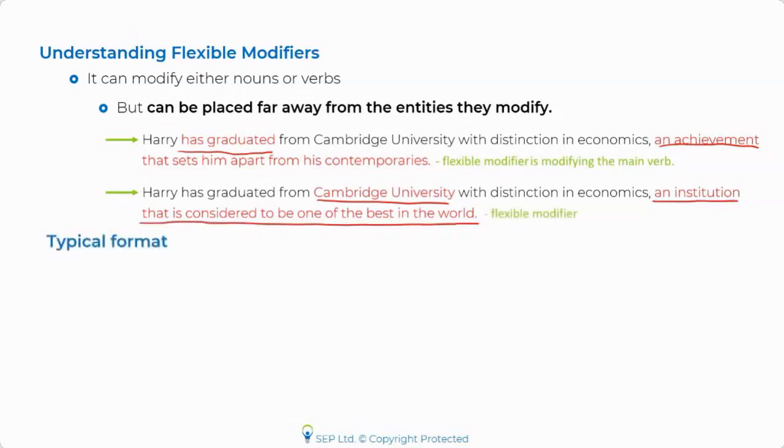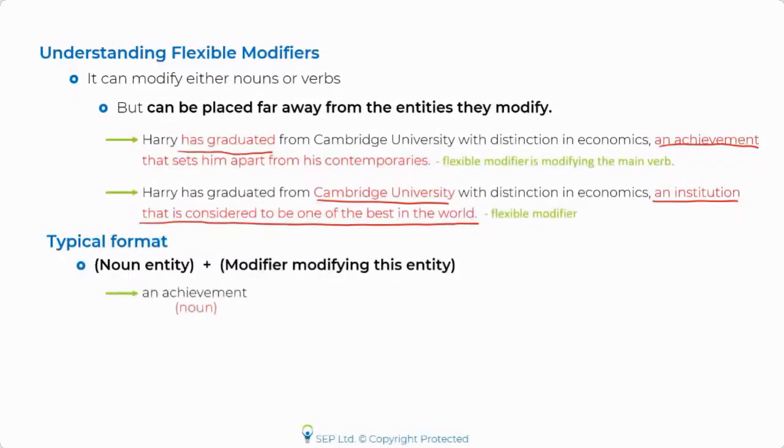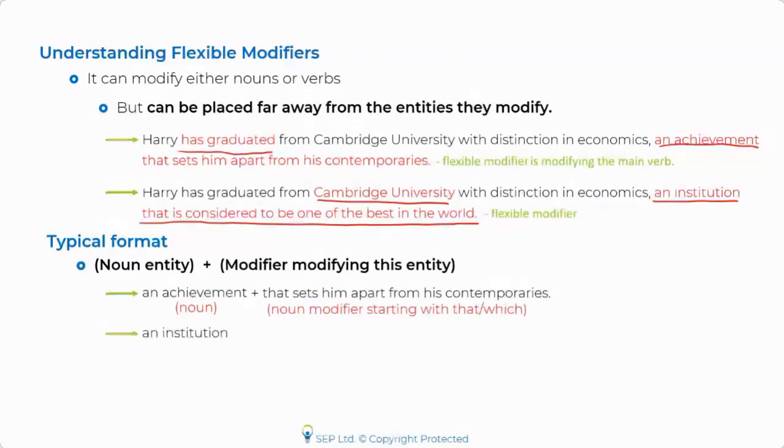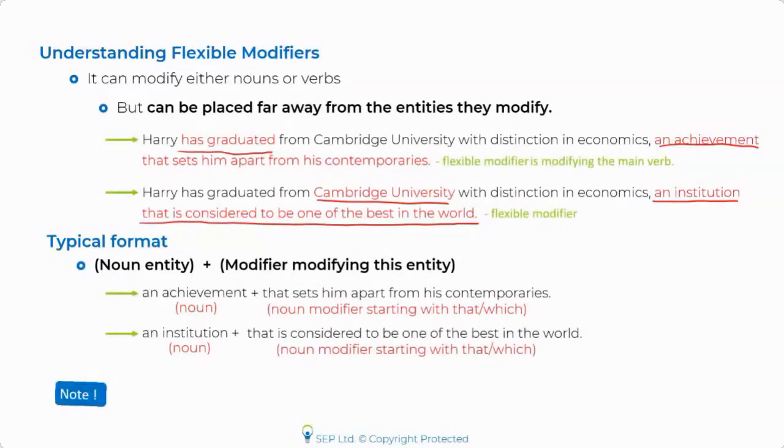Okay, typical format of a flexible modifier: you have a noun entity, in this case an achievement, and then you have the noun modifier that sets him apart. What kind of achievement? That sets him apart from his contemporaries. Similarly in the second case, institution is a noun and then you have the modifier for institution. That's a typical format.